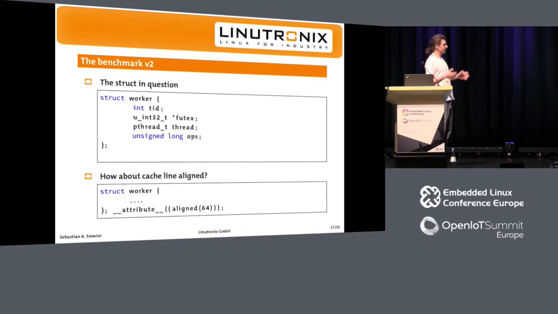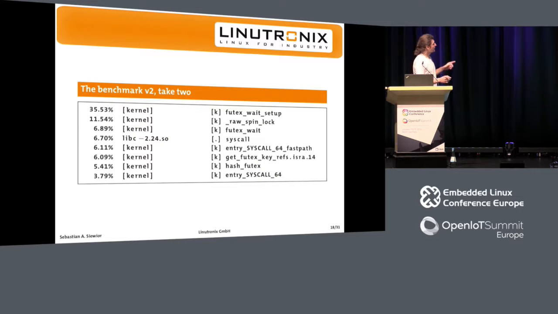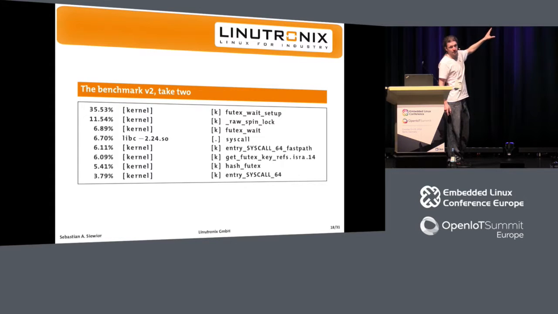So after we fixed the tools we use, we went back to step one. And this is how it looked the second time. And you see, the worker isn't there anymore. It's not an issue anymore. So step two was, okay, what's now a key of interest?